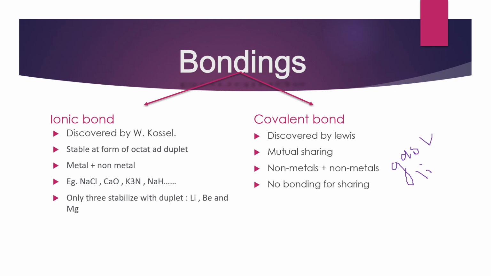No bonding for sharing, like in this condition there should be an octet or duplet form, but here there is no such condition to make that. So examples can be CH4, H2, N2. Now how? Let's talk about that.